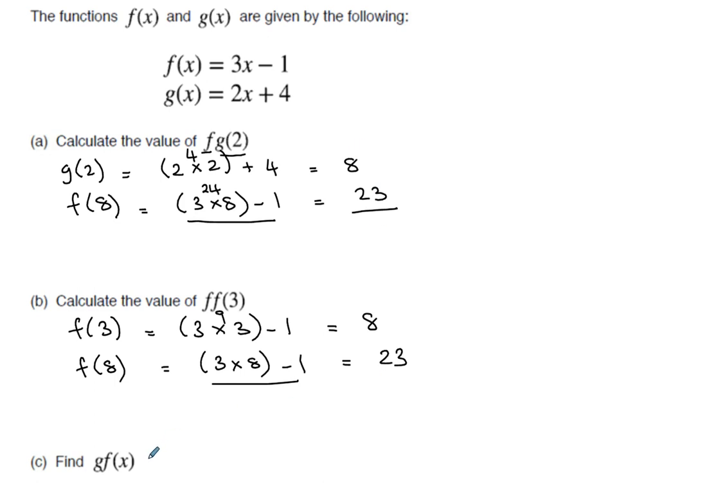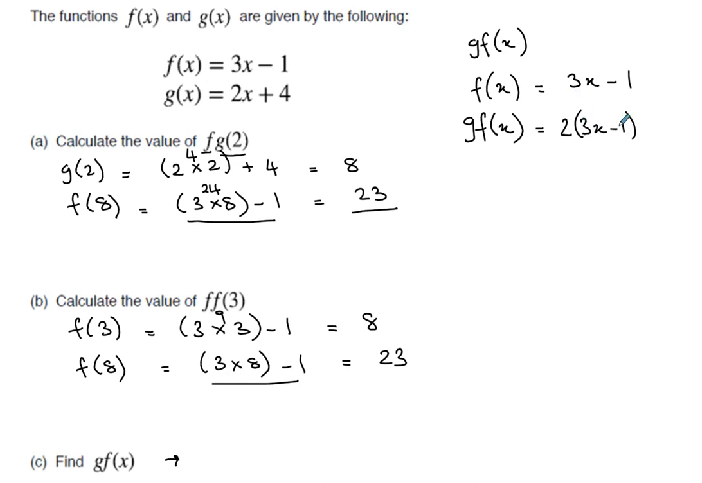Okay, find gf(x). Okay, not much space there, so I'll just put it there. Okay, so let's do the f first. So f(x), I still write it out again, it feels comfortable. 3x minus 1. And now wherever the x is in the g, we put that in as the x. Yeah, so we've got 2, and instead of writing x, we write that 3x minus 1, and don't forget to add on the plus 4.